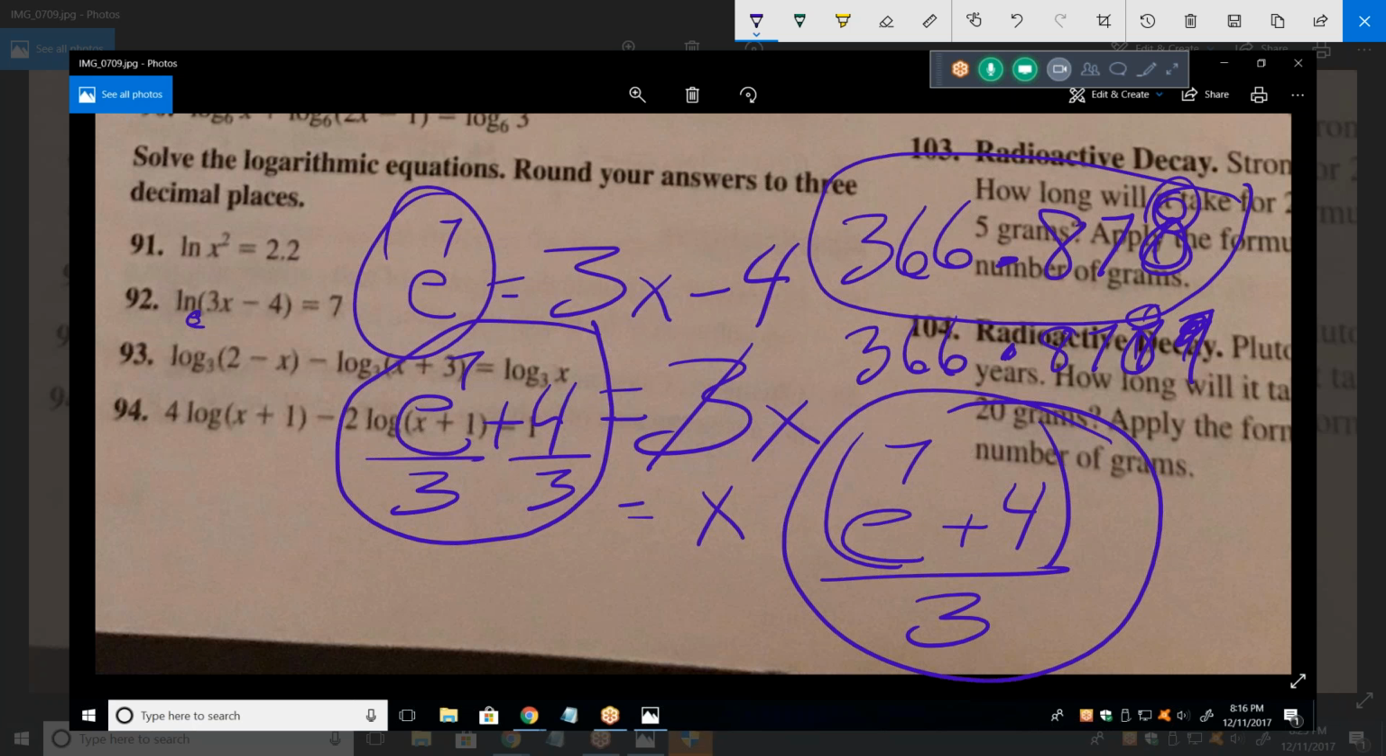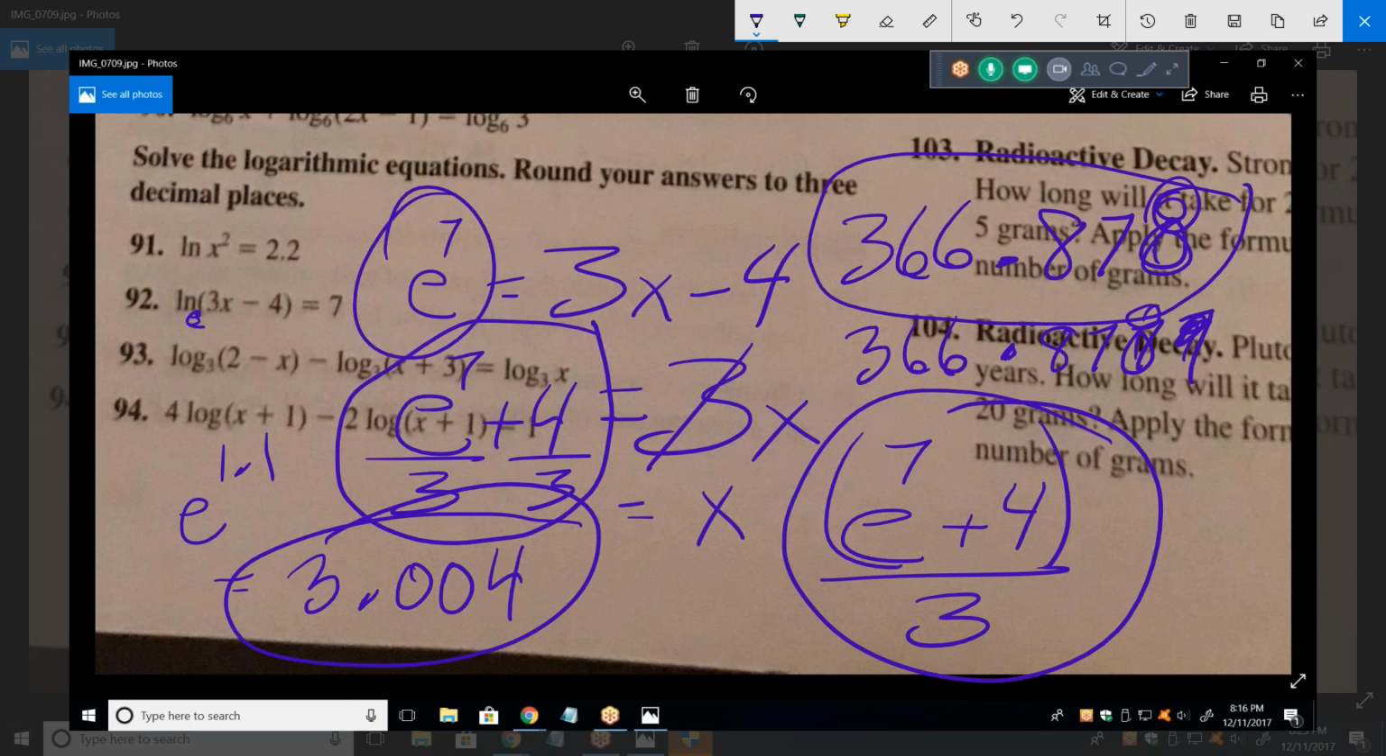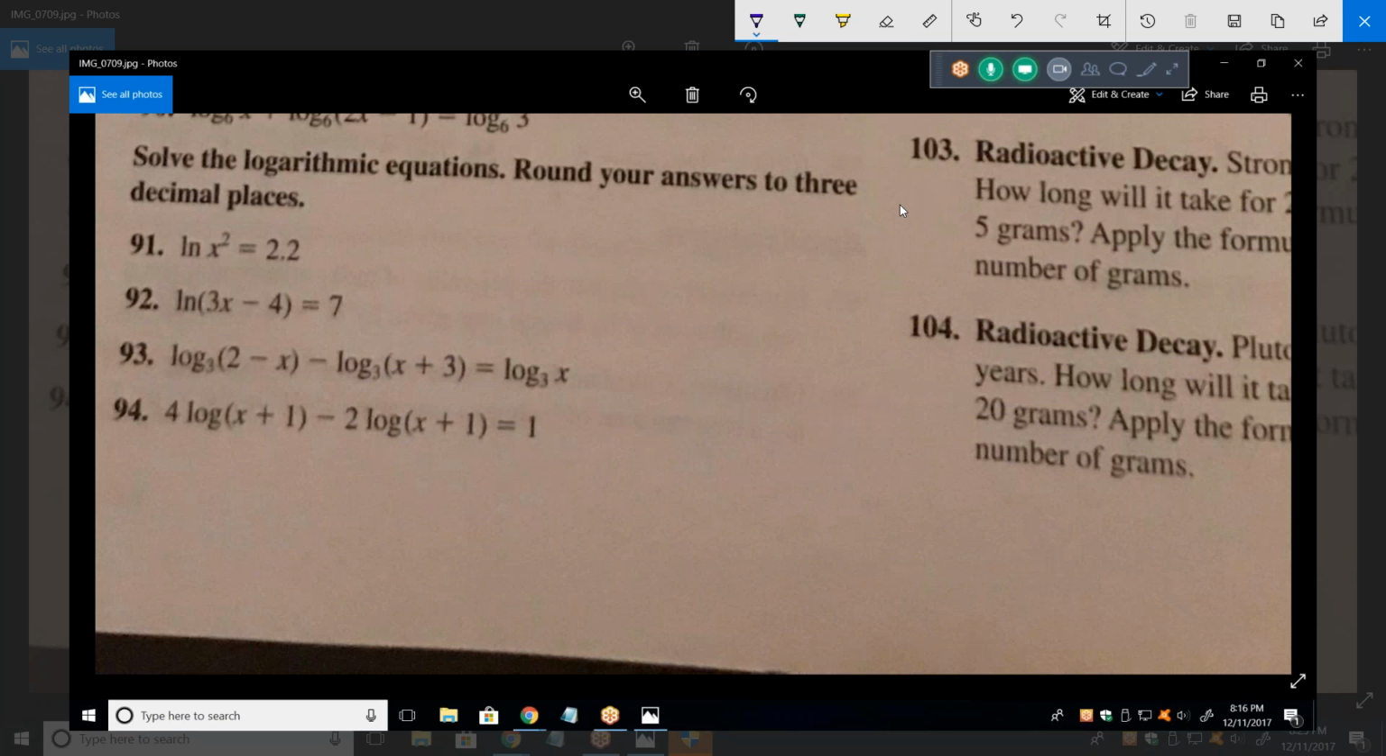Now, I don't know if you have to turn these in or not, but let's go back and do the original one. In other words, take e to the 1.1. What did you get there? What did you get now? 3.0042. Okay, so that was correct? Okay, cool.